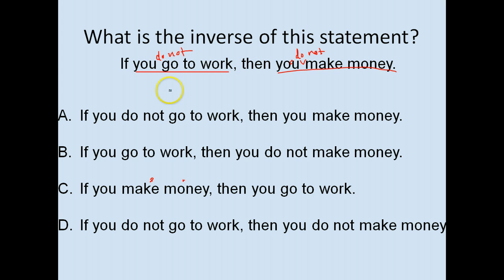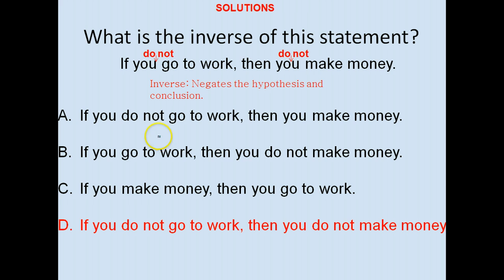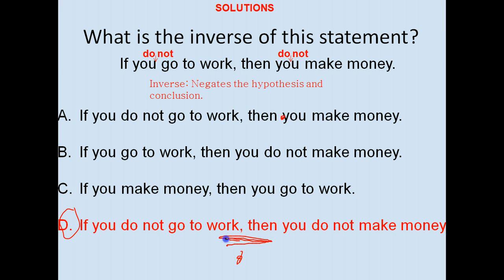That would form our inverse. So which of those statements, A, B, C, or D, is the inverse? Let's take a look. It would be D. So again, the inverse leaves the hypothesis and conclusion where they were, but it negates them. It makes them the opposite. So the inverse would be: if you do not go to work, then you do not make money.